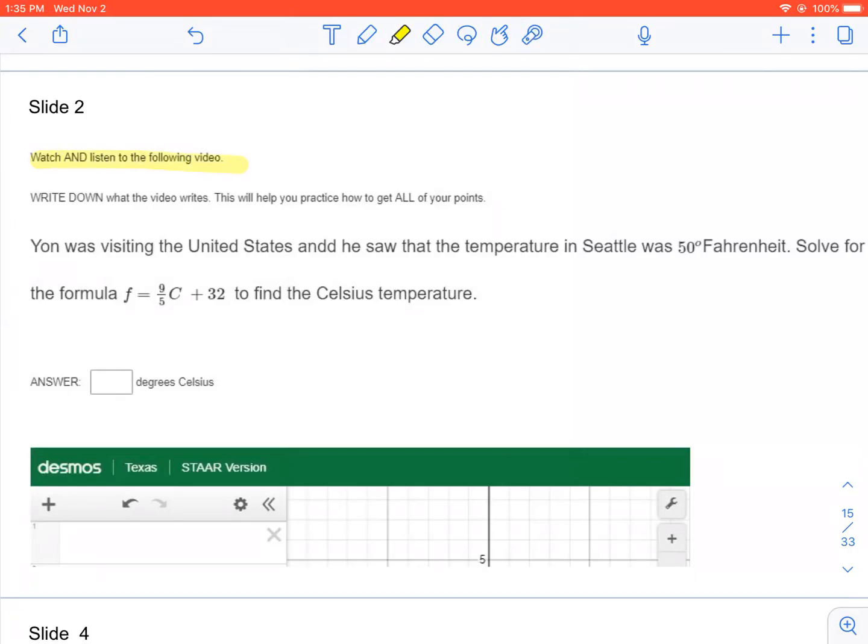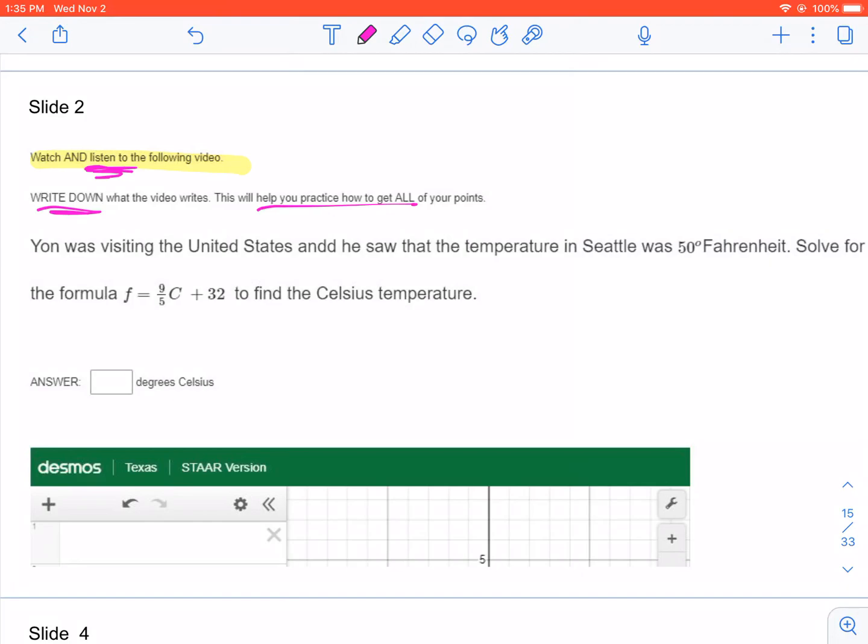Remember that you are watching and listening to the following video, so if your volume is down, please turn it up. If you have music on, please turn it off. You're also going to write down what is on this video so that we practice getting all of our points.